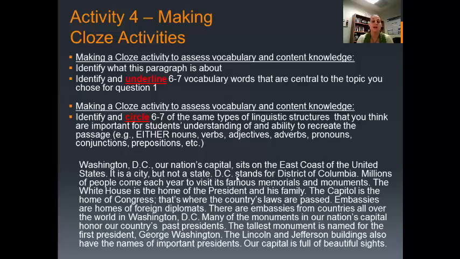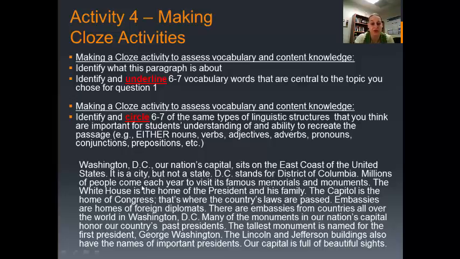Okay, in the second activity, another way to make a closed activity is to identify and circle 6 to 7 of the same types of linguistic structures that you think are important for students' understanding and ability to either recreate the passage or to understand that subject area. Okay, so if you take a couple of moments, you can pause the video. Try and choose, I wouldn't choose nouns, because nouns are vocabulary words, but verbs or adjectives or adverbs or pronouns, and circle them. And we're going to see how that would actually work out to be a closed activity that is testing grammatical knowledge for ELLs, but within a particular context.